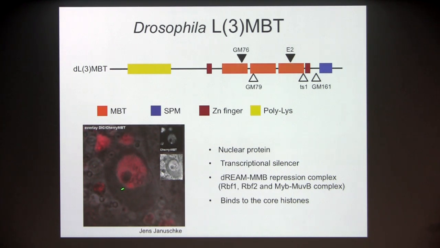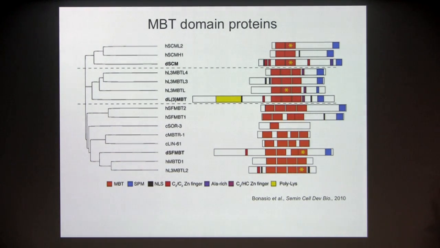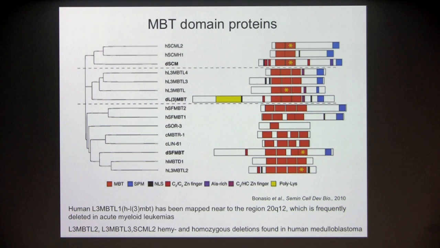As you can see in this picture, we have a driver which drives the expression of cherry-MBT, which is expressed in the nucleus of the neuroblasts and also in the nucleus of the progenitor cells. MBT domains have a few homologs. Just briefly, the closest homologs are the polycomb group genes in Drosophila, which are SCM, Sex comb on midleg, and also SFMBT. It also has a homolog in C. elegans, which is part of the retinoblastoma E2F family pathway, and it has three homologs in humans, which are also known to be involved in cancer.